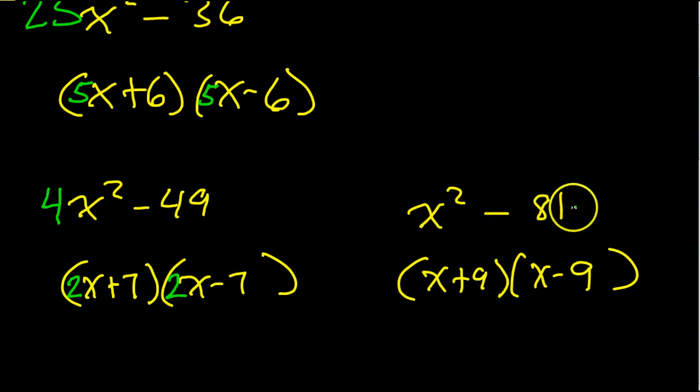In fact, what if I did this? What if I threw a y squared in here, just for fun? So instead of just being x plus 9, x minus 9, it would be x plus 9y, x minus 9y, because I could factor that y squared as well. Okay, so that's how the difference of two squares works.